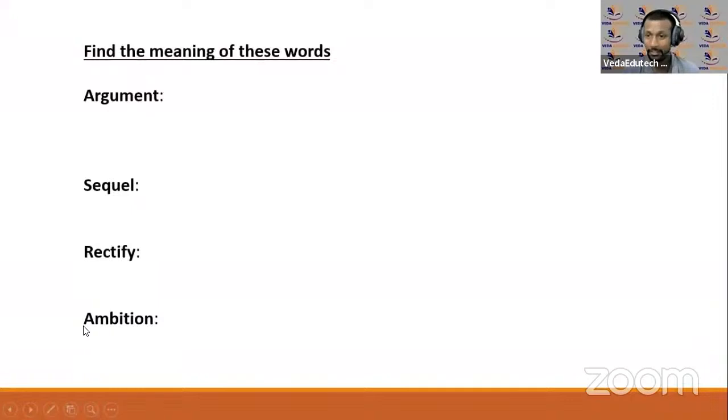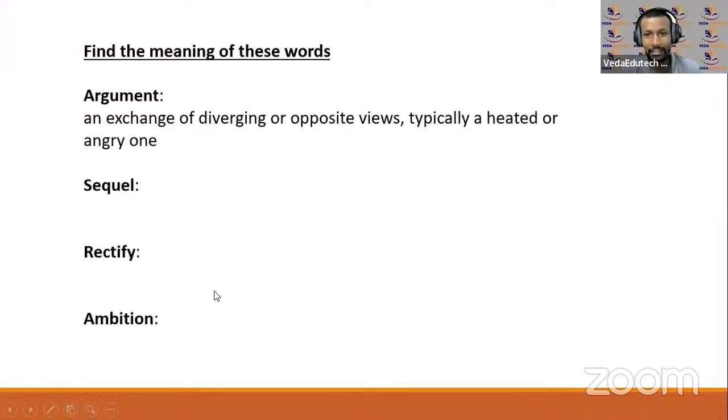Okay, now these were the word meanings. These were the different word meanings what I had given you in the last homework, right? Argument, sequel, rectify, and ambition. Simple words, huh? There, I think you might find rectify and ambition little difficult, but बहुत आसान words हैं. Just you need to just identify them. Okay, so should I show you the word meanings now? Great. Okay, so look here.